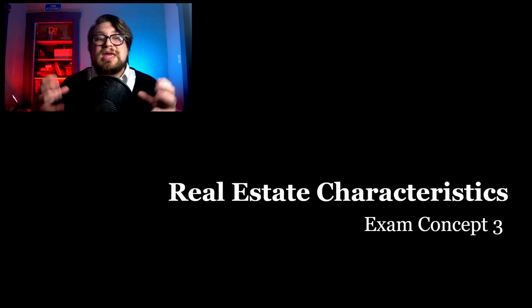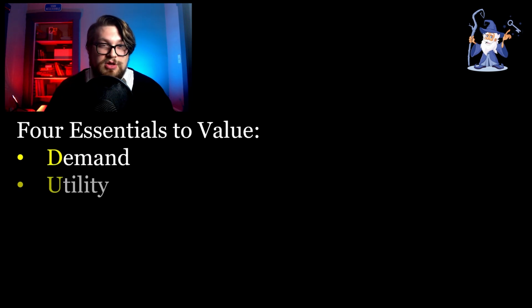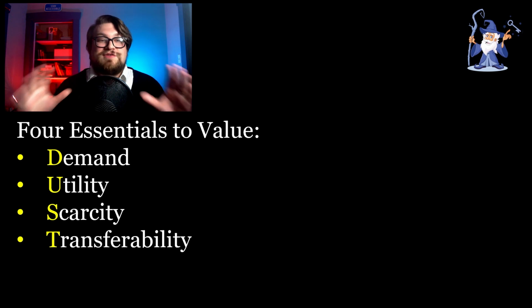So third, you need to understand real estate characteristics. Now, there are 4 characteristics you must know. These characteristics are often referred to as the 4 essentials of value. They are demand, utility, scarcity, and transferability. Now, an easy way to remember this is with the acronym DUST. Again, remember, demand, utility, scarcity, and transferability.